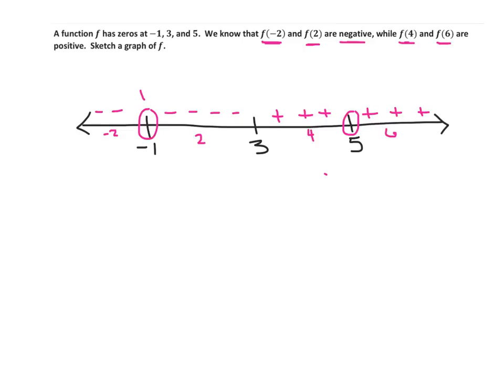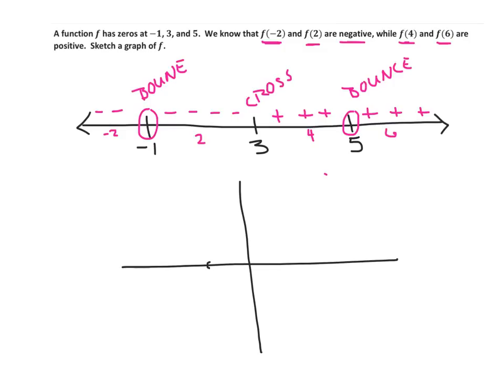So let's write this. We're going to bounce at -1. We're going to cross the x-axis at 3, and then we're going to bounce off the x-axis at 5 again. What in the world is this going to look like? Let's say here's -1, here's +3, here's +5. Maybe I'll extend the axis there. I'm telling you, this is going to look awesome.